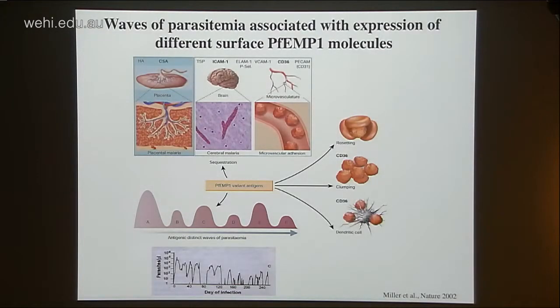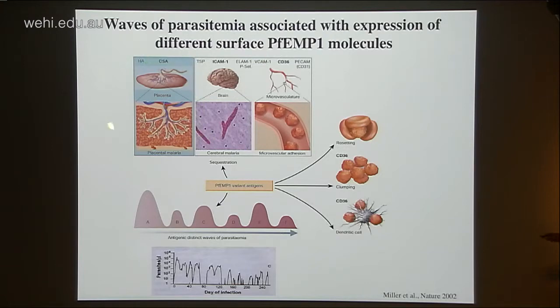And as I said, PFMP1 is important for sequestration, which is absolutely critical for the ability of the parasite to prevent being passed through the spleen and being destroyed by that particular organ. But it has other functions as well. Firstly, the sequestration function and linkage to particular malaria disease phenotypes.